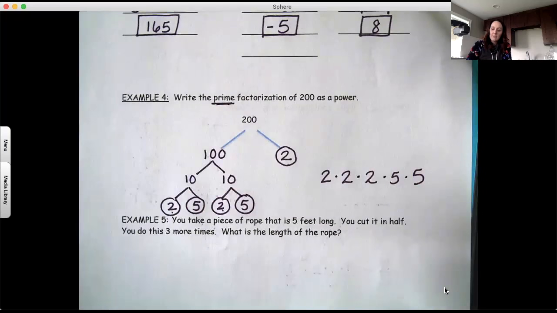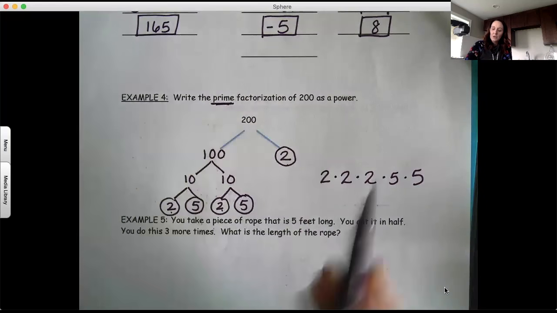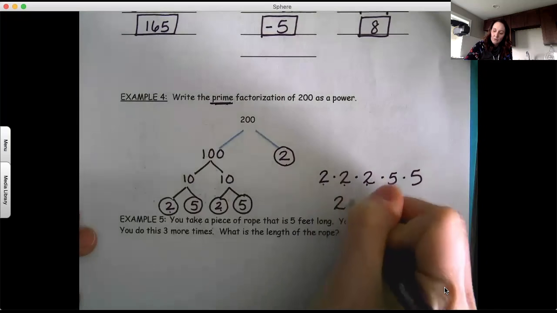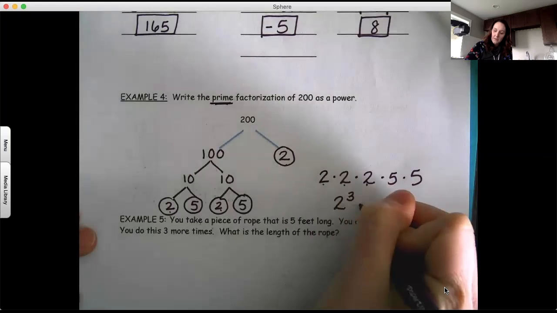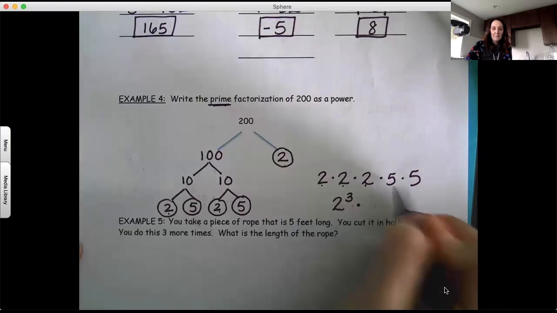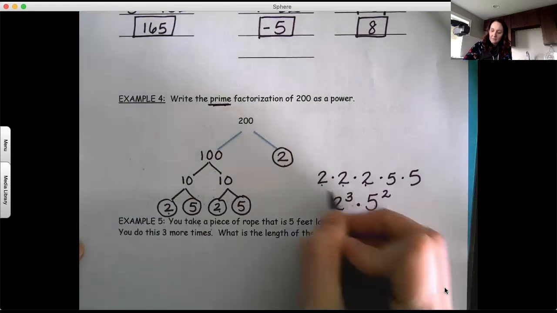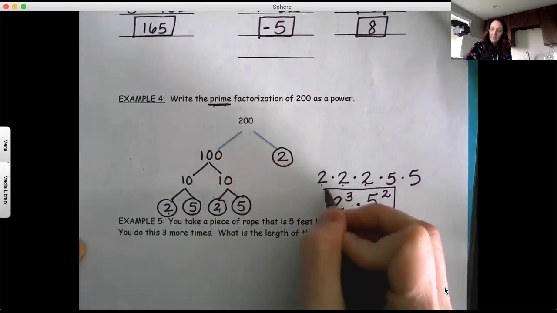Now we want to write this in exponential notation. So 2 times 2 times 2, we're going to write as 2 to the third power, times 5 times 5 is 5 to the second power. And that's our answer.